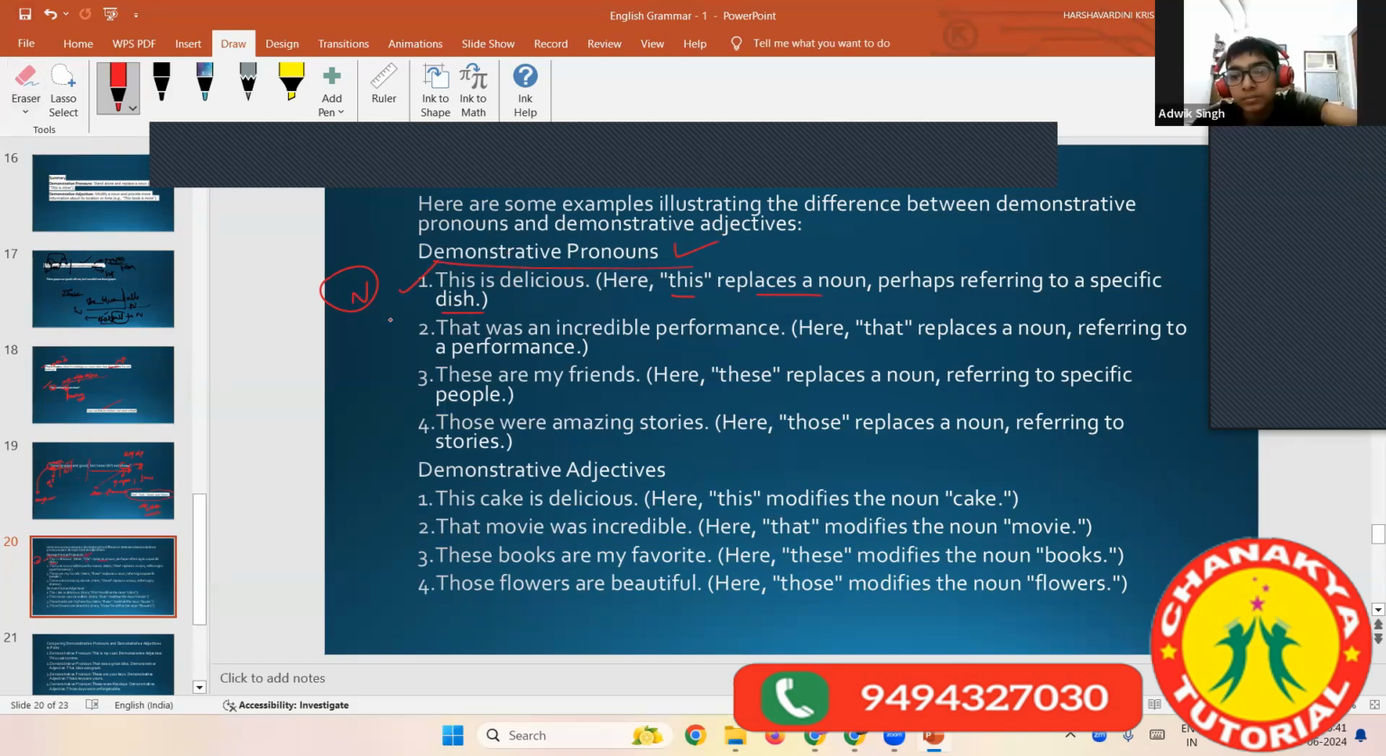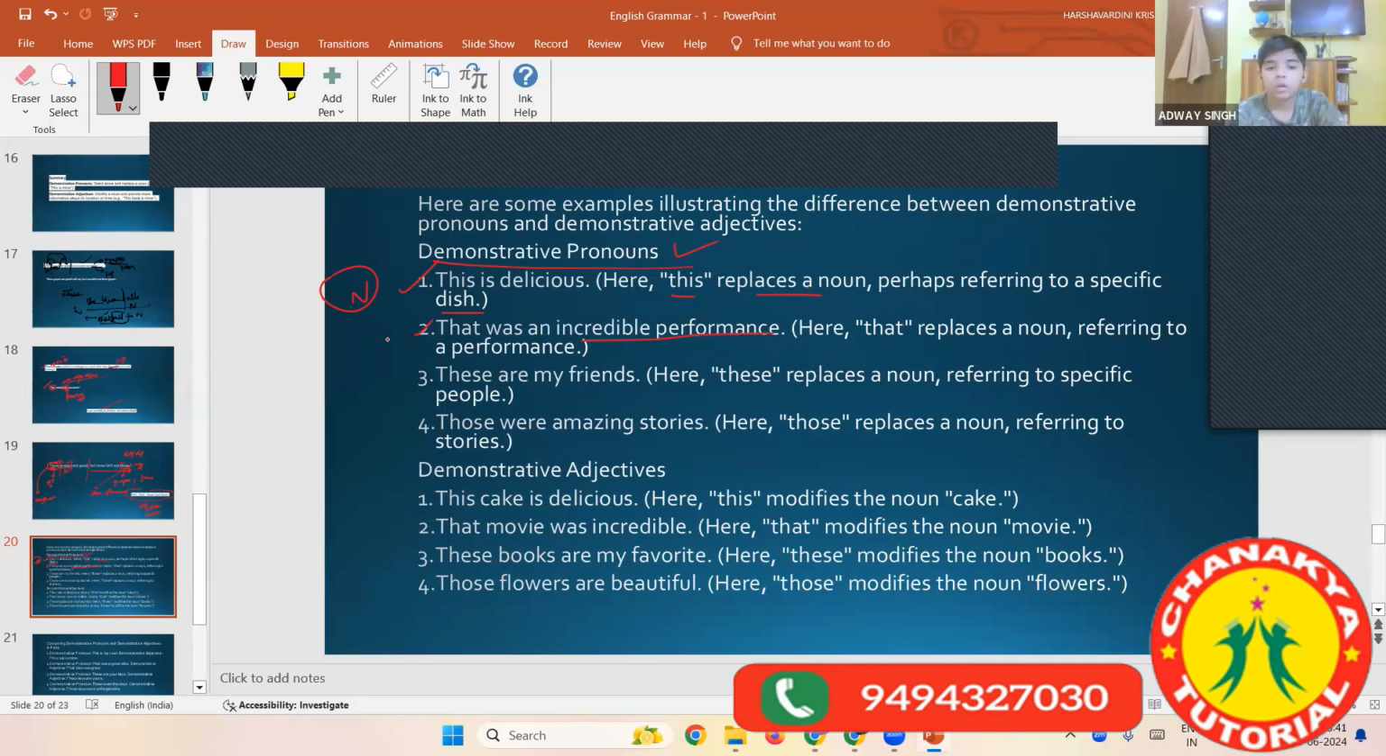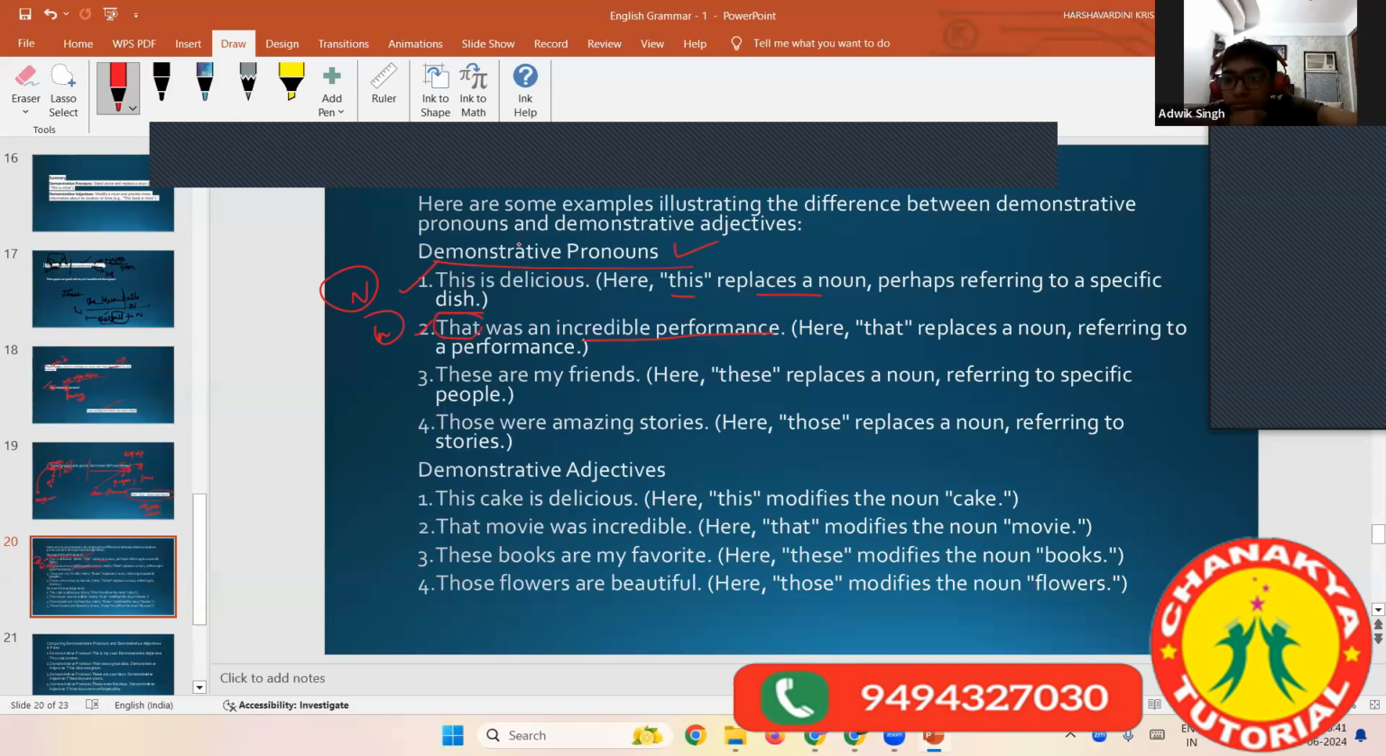Yes, ma'am. See the second sentence: "That was an incredible performance." Here we don't know what the performance is. That can be a drama, a dance, or music. We don't know what that performance is, but simply they are telling that was an incredible performance, right? Yes, ma'am. So we don't have a noun in the sentence, so it comes under demonstrative pronoun, right? Yes.